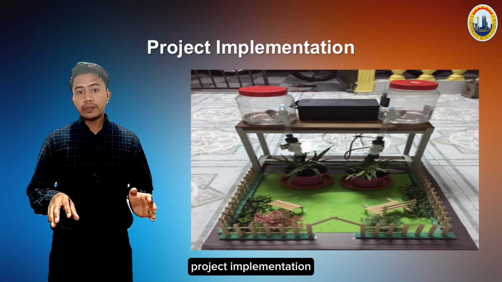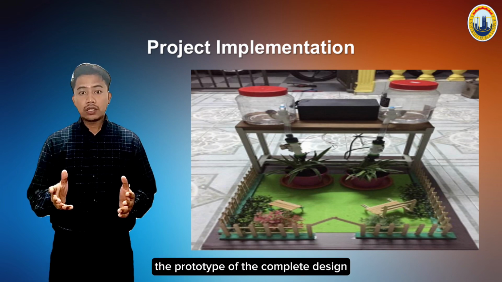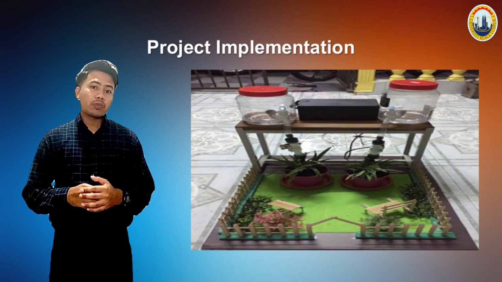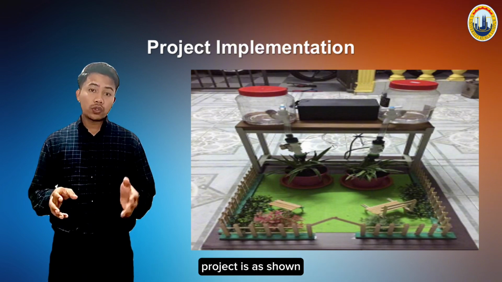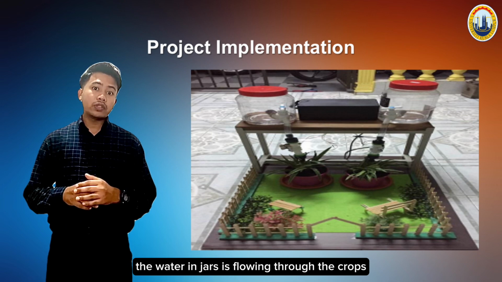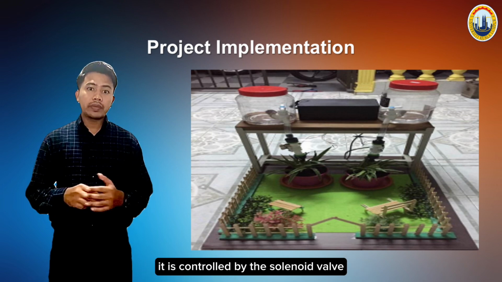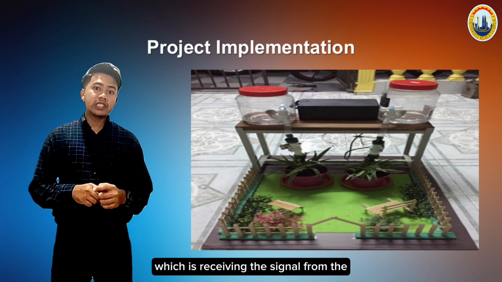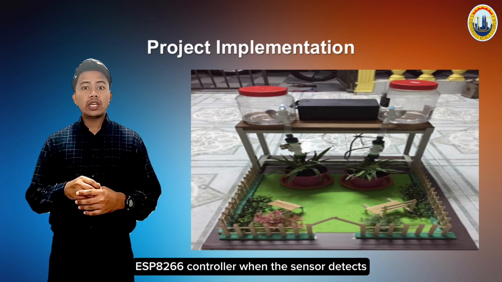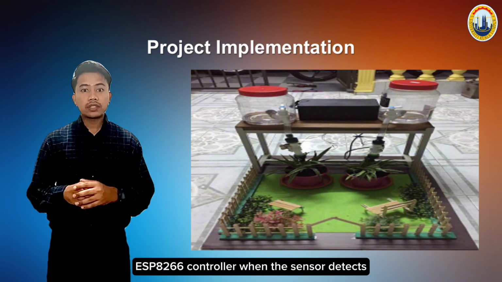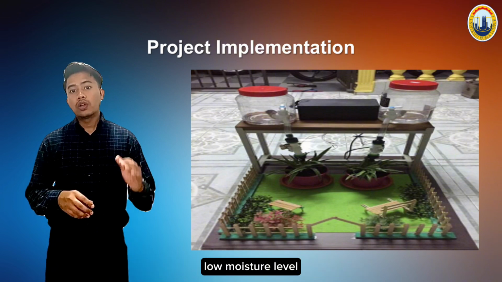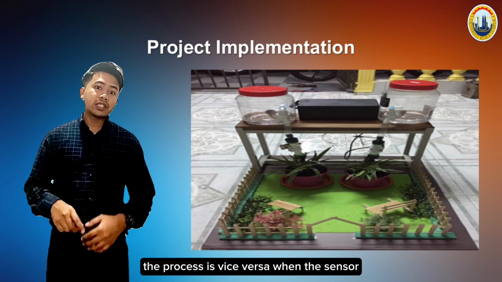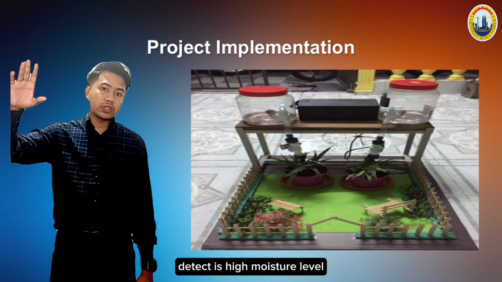Project implementation. The prototype of the complete design project is as shown. The water is flowing through the crop. It is controlled by the solenoid valve, which is receiving the signal from the ESP8266 controller when the sensor detects a low moisture level. The process is vice versa when the sensor detects a high moisture level.